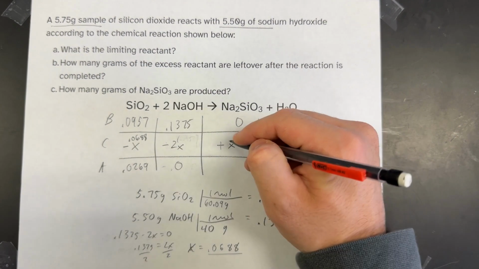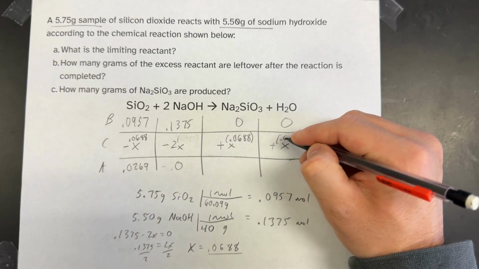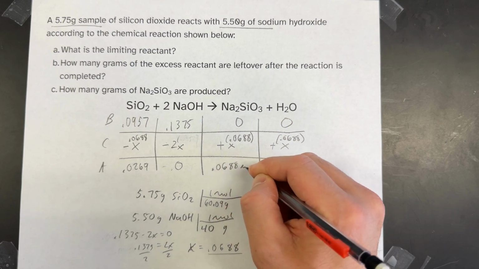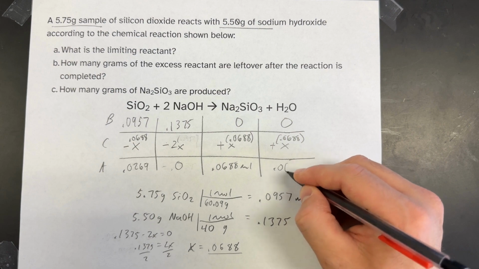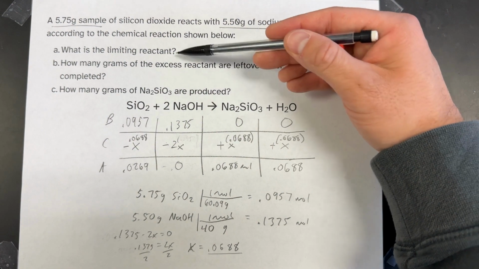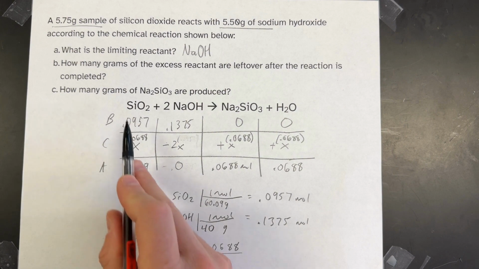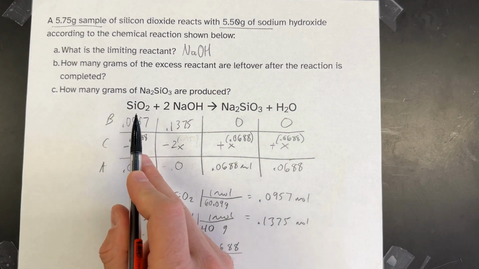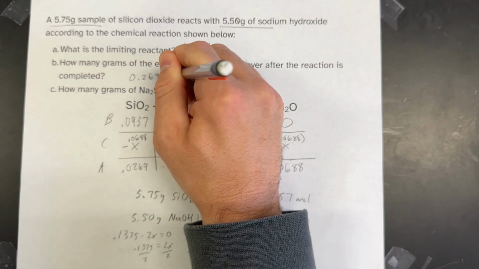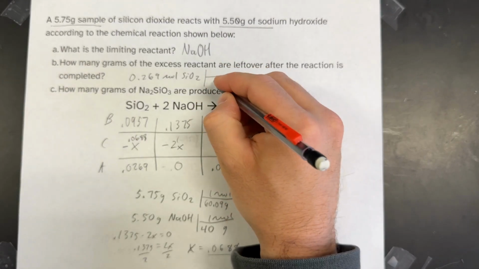So now that I know x, I can go back and plug this in for both products to get 0.0688 moles of Na2SiO3 and 0.0688 moles of water. Again, let's answer these questions now. Limiting reactant is NaOH, because that's what I ran out of. Excess reactant is SiO2. To find the grams of excess reactant, I just take the 0.269 moles of SiO2 that I have left over from my problem, and I convert those to grams.